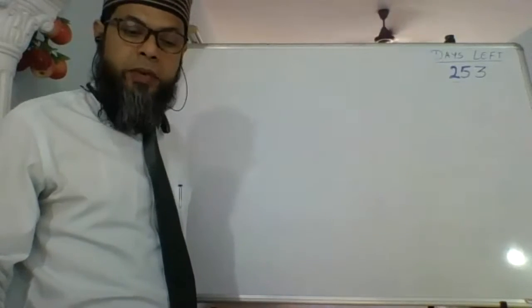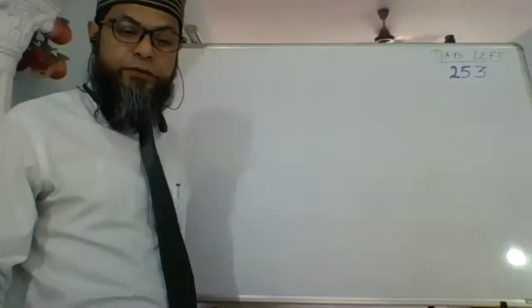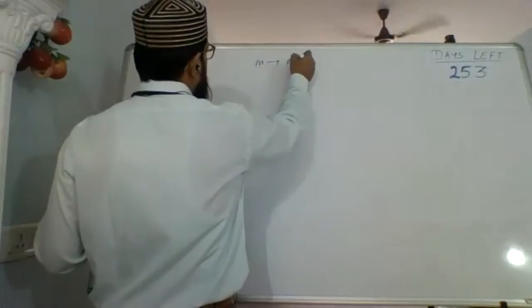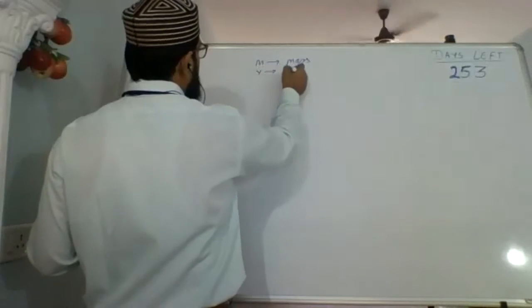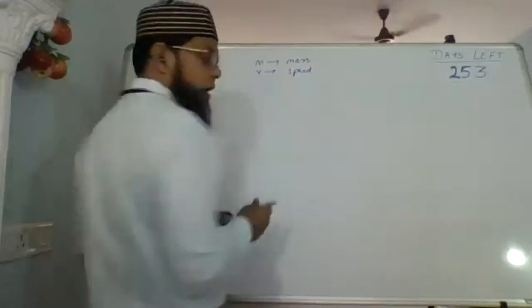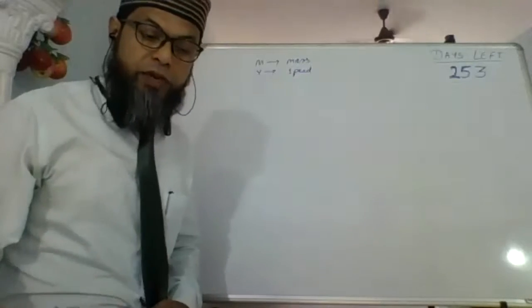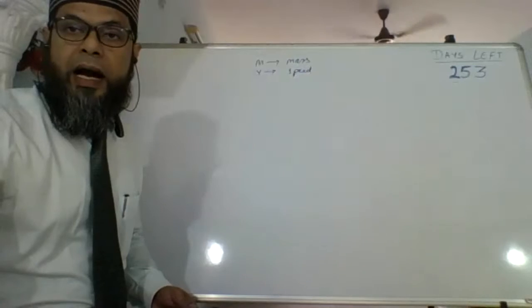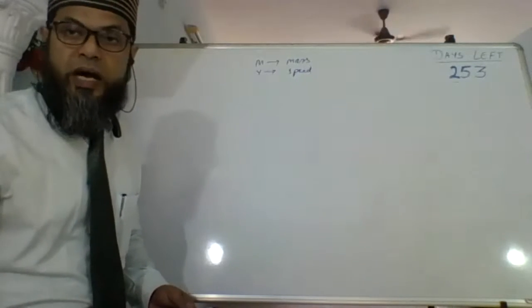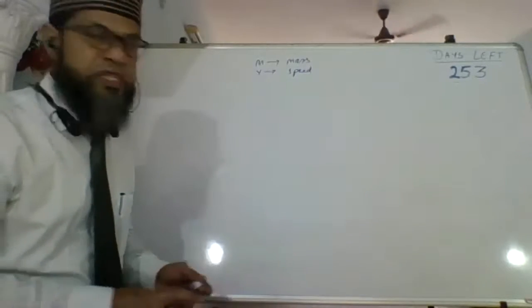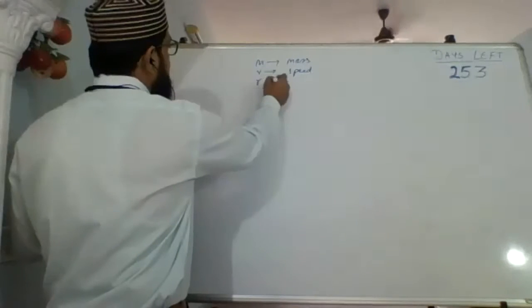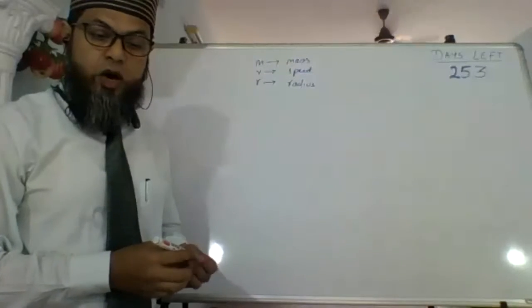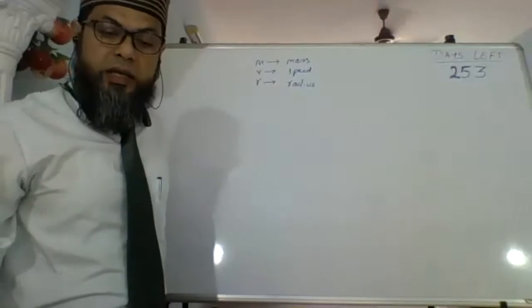If m is the mass of the object, v is its speed, and r is the radius of the circle.